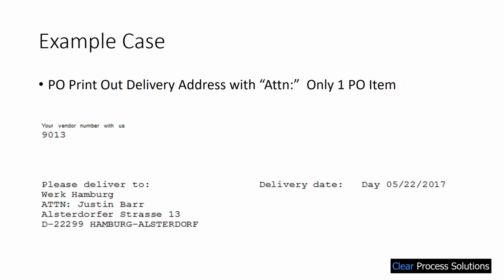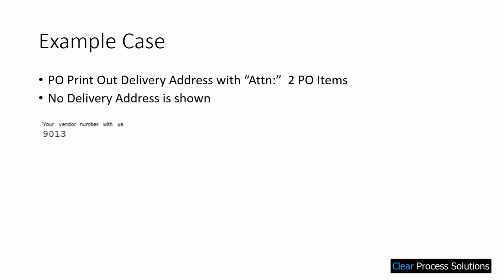So the next test I did, I did one PO item, and I had attention Justin Barr, and this could be attention to anybody. You could change the address if you wanted to from the default, but this worked fine. It printed out fine. I had no problems. But once I got to 2 PO items, everything disappeared.